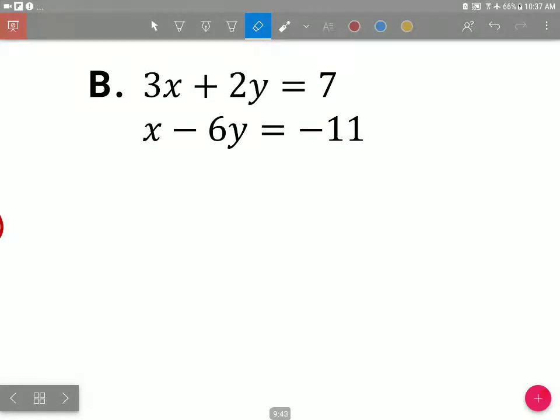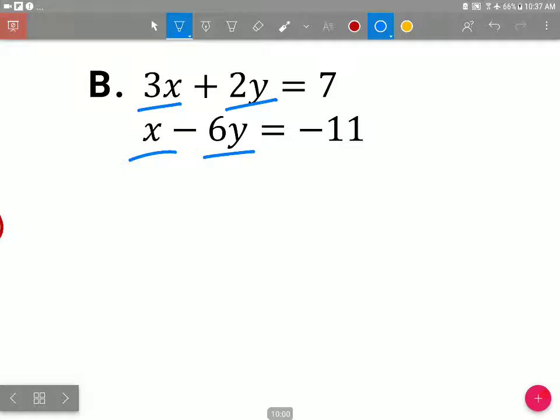All right, letter B. Letter B. Take a second. Don't yell it out. Take 10 seconds. Of the 4 variables, think to yourself, which one would you solve for? Don't yell it out. All right, which one you want? The first x, the first y, or the second x, or the second y?